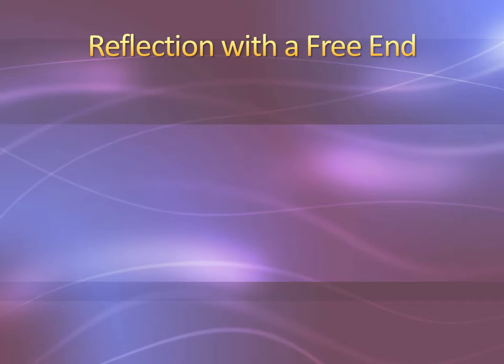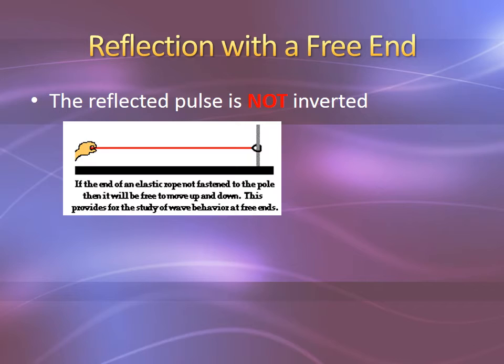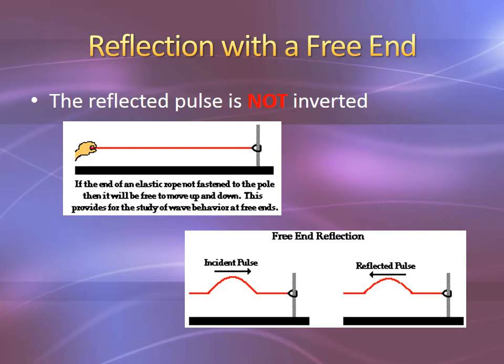All right, reflection with a free end. This is where the other end is free to move up and down the pole. In that case, the reflected pulse is not inverted. Okay, so here's what that looks like, the incident pulse, but then it comes back, and because that ring on the pole is free to move up and down, it actually sends the pulse back in the same shape it was coming in.